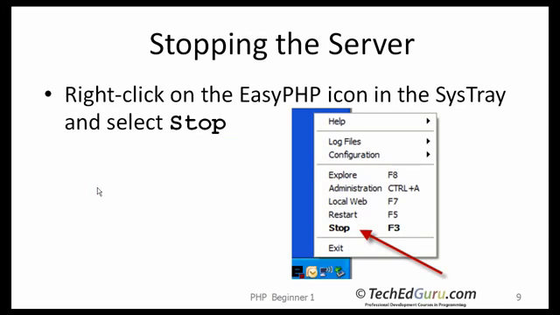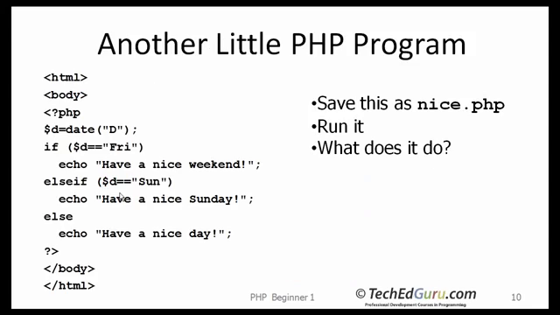When you are done testing PHP, make sure you right click on that icon in the sys tray and click on the stop button. Click on the stop item. This would stop the PHP from running. You could also completely exit out of that. If you exit out of that, you'll have to restart the application. If you stop it, then you can restart it for more testing.